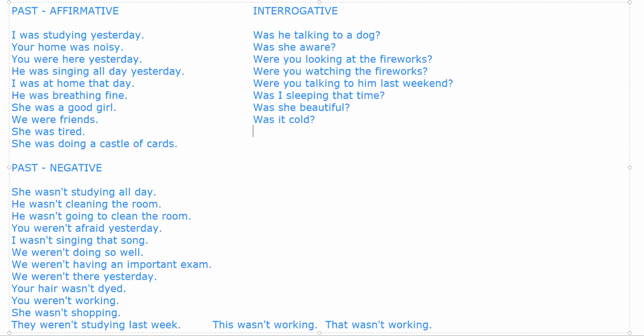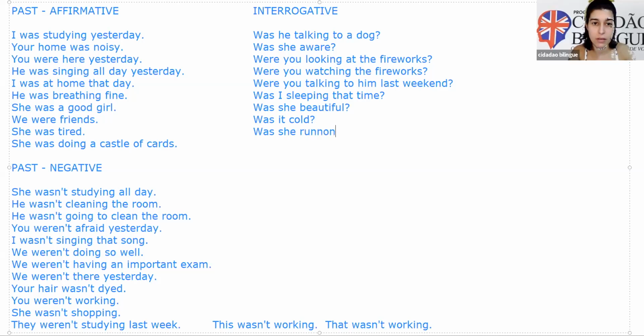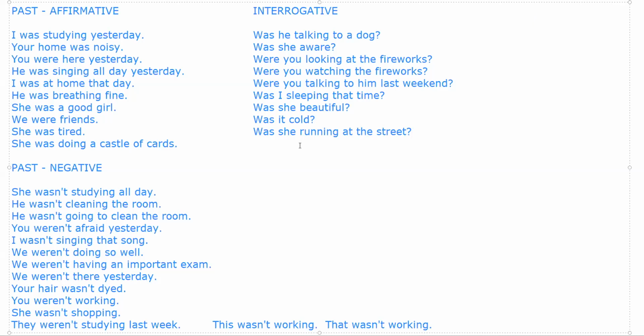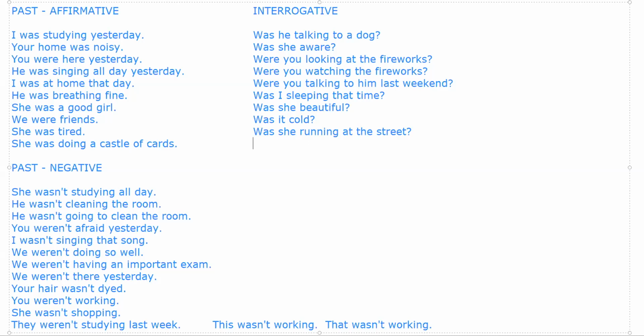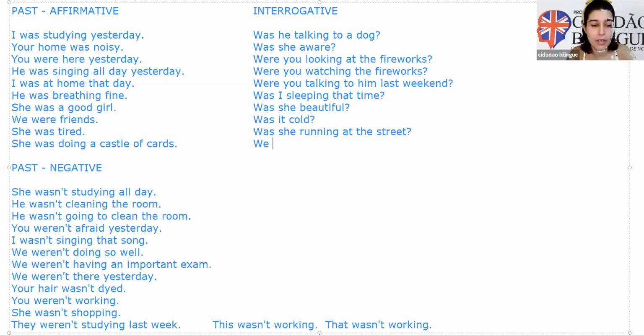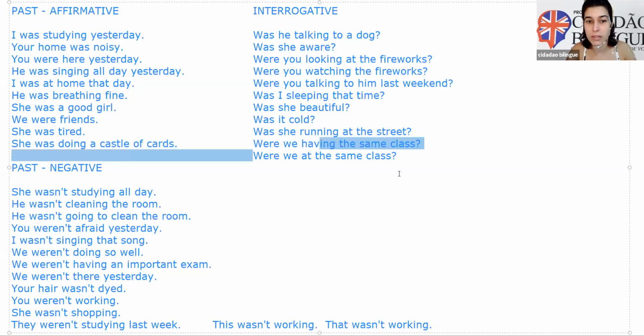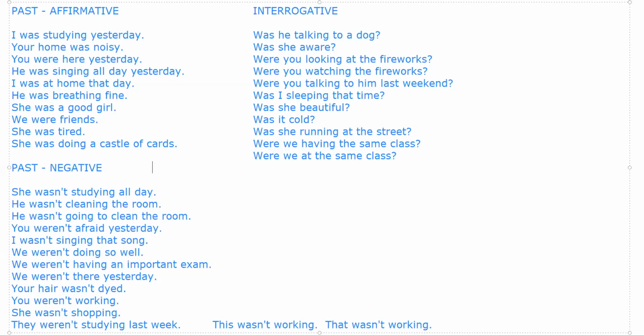Was she running in the streets? Was she running at the street? Na rua. Okay, was she running at the street? Okay, what else? Were we having the same class? Or were we at the same class? Okay, nós estávamos tendo a mesma aula, ou nós estávamos na mesma aula. Okay, were we having the same class? Were we at the same class? Okay? Yes.